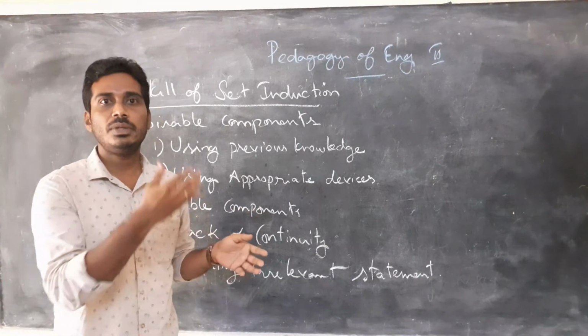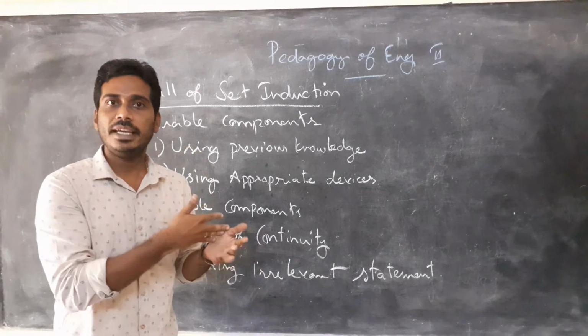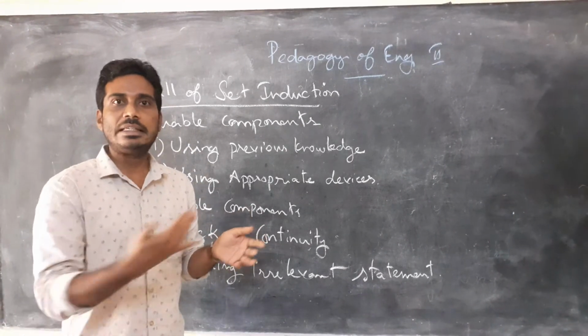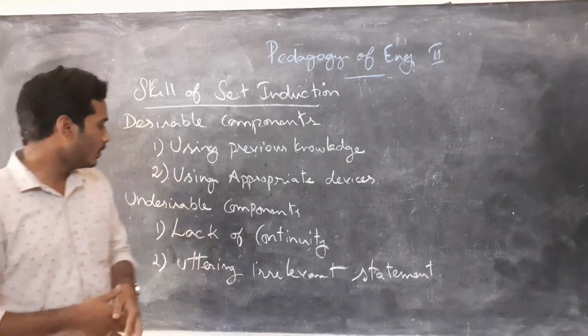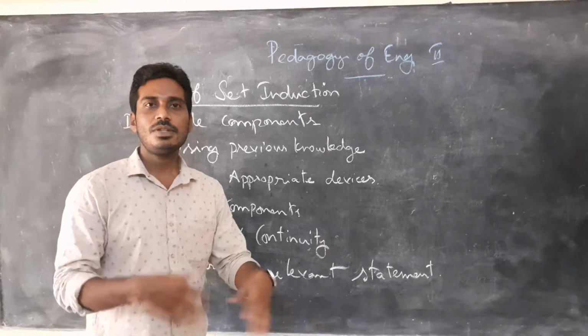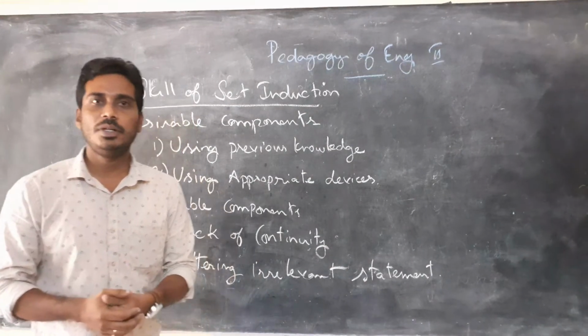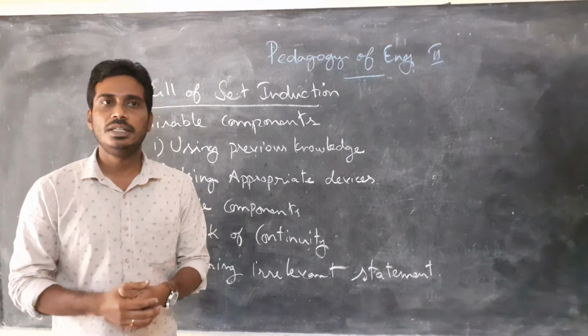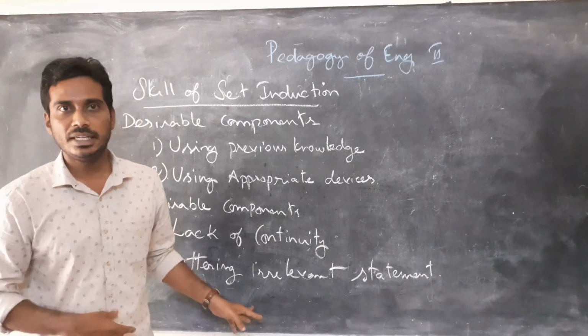You should not begin with Z. You should begin with A, and then move on to B, then C. You should not start with Z, Y, X like that. And the second one is uttering irrelevant statements. Some teachers have the habit of uttering whatever words come to their mouth. Such a habit should be avoided in the beginning itself.